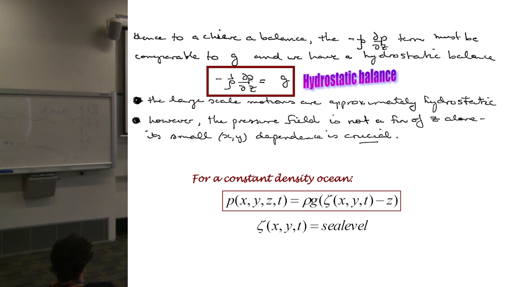It works for a constant density ocean. And the ocean, if you think about the numbers you look at for the density of the ocean, potential density varies from 1,023 kilograms per meter cubed up to 1,027. So it's kind of constant, to first order. But there are variations that are very important we'll come back to. So there's the hydrostatic balance.